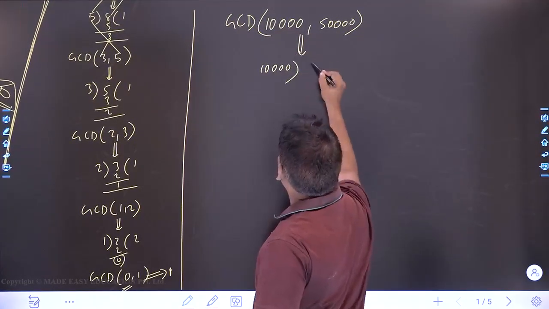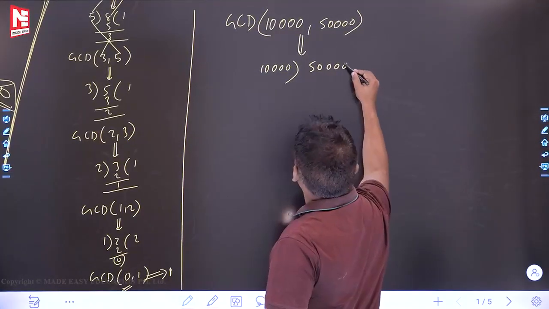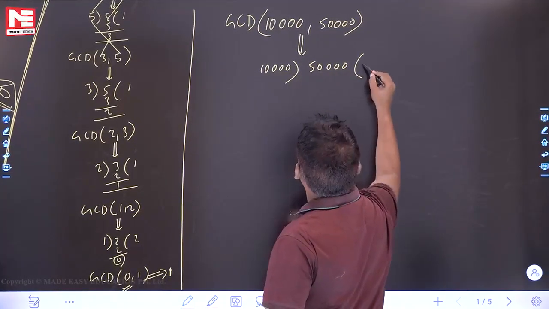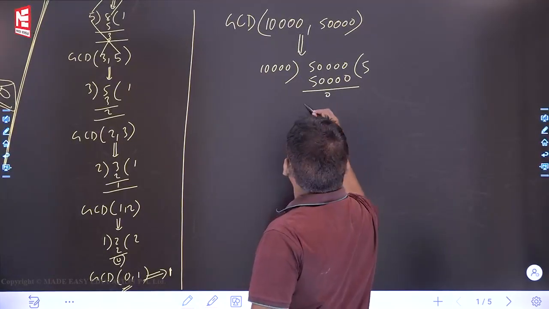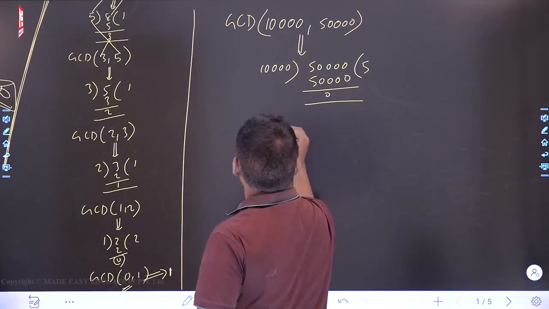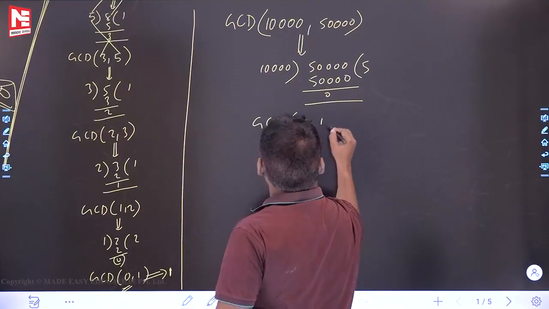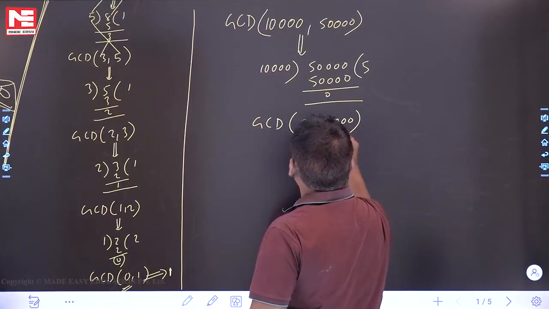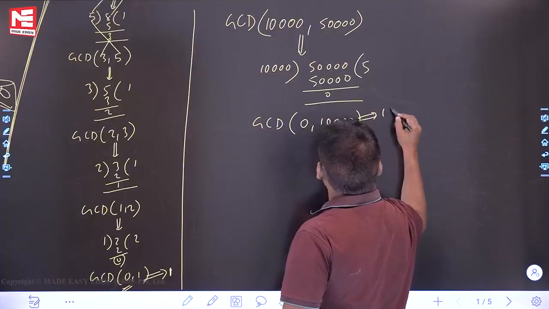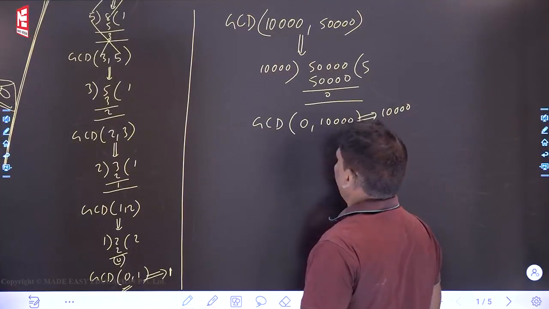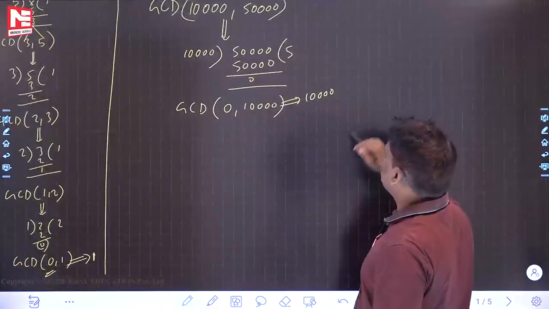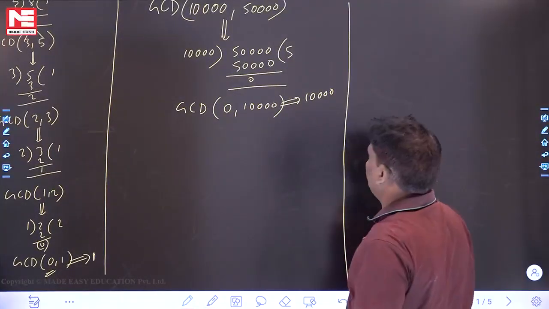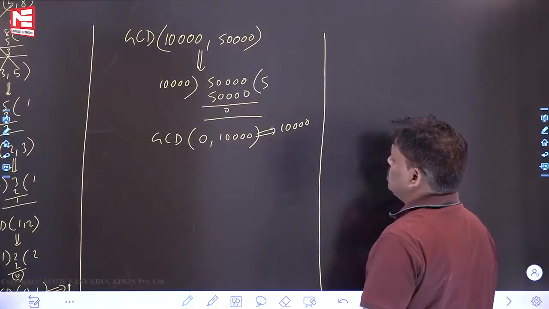First one take here, second one here. What is the answer? 5 times, it became 50,000. The remainder is 0. Right? What is the next one? GCD of 0 comma 10,000. Everyone knows, if one number is 0, the other is the answer. Answer is 10,000. I am thinking that you are okay with the second example also. See the third example. See this also.